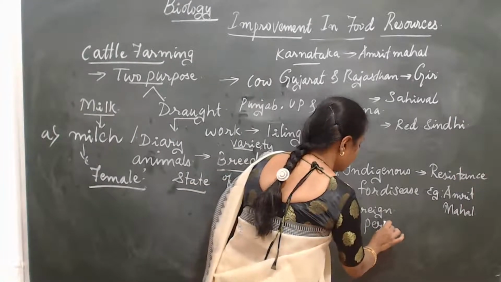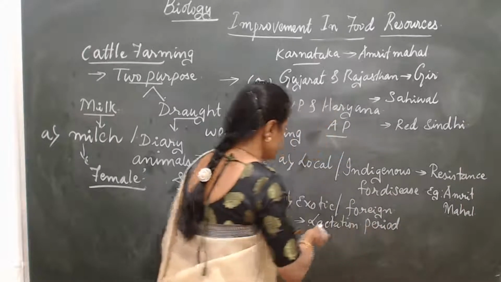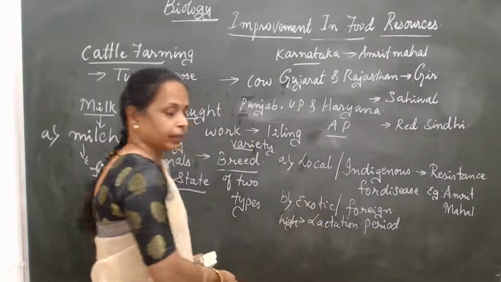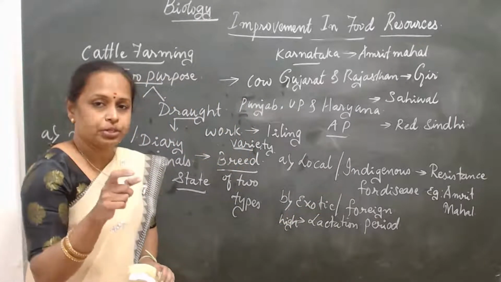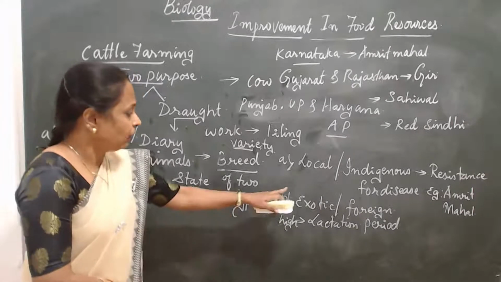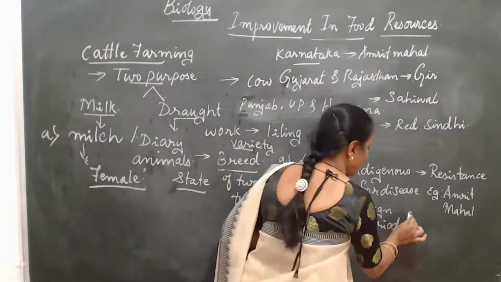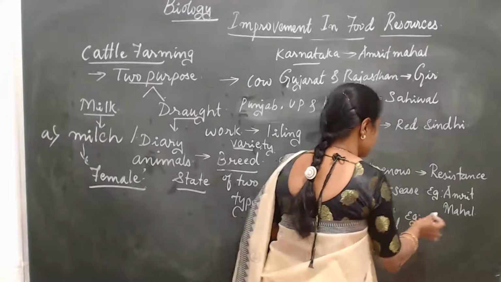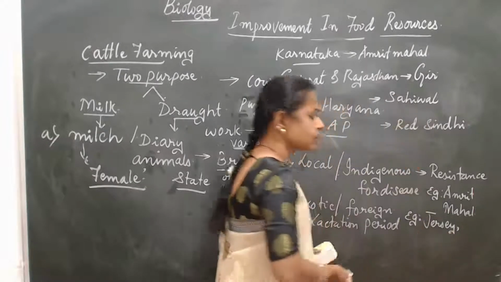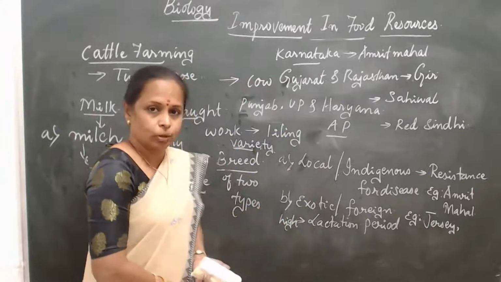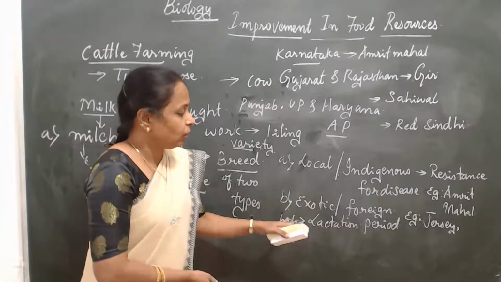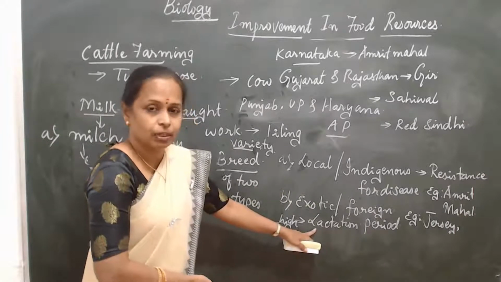Means the production of the milk is for a very long duration, or you can say they have a very high lactation period. Lactation period means the time for which they are going to produce milk. Under this, the most common or very famous breed you must have heard of is Jersey. Everybody has heard about Jersey milk. It is a foreign breed and it is being exploited for the production of milk.